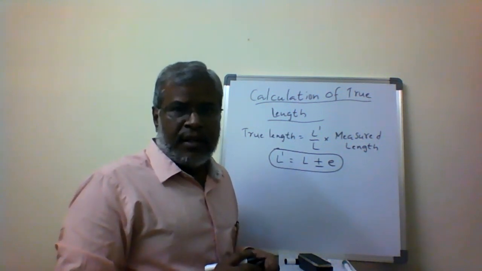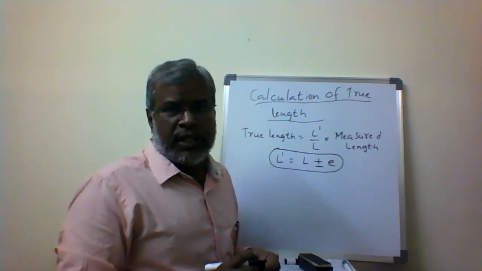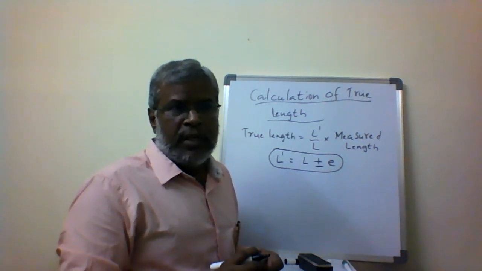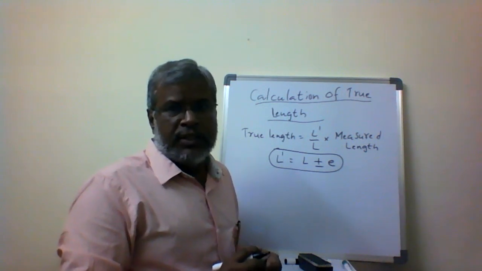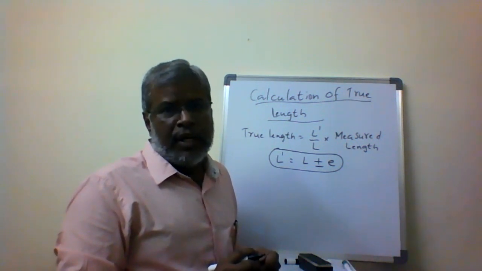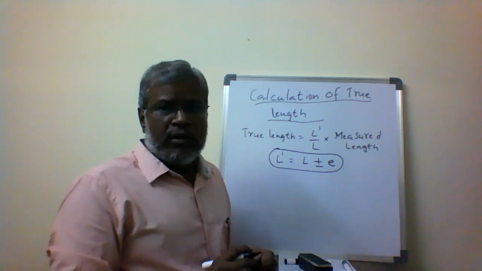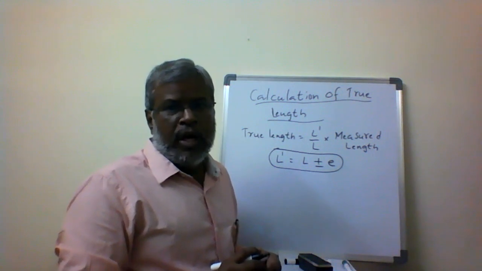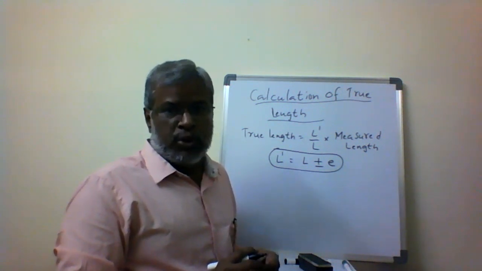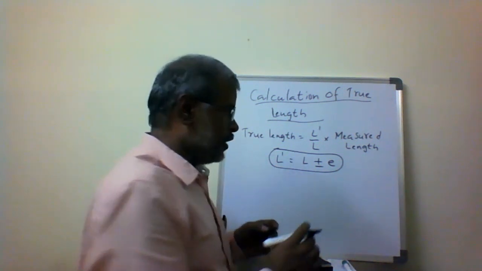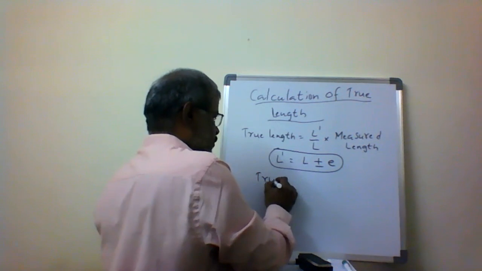Here E is the error that occurs, and the correction is what we apply. If the chain is too long, the error is negative and the correction is positive. Similarly, if it is too short, the error is positive and the correction is negative. So plus is used if the chain is too long, and minus if it is too short. In this way we calculate the true length equals L dash by L into measured length.